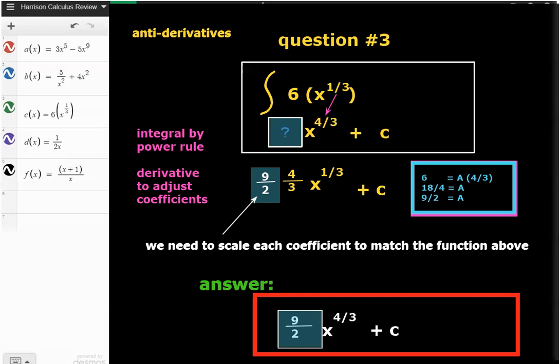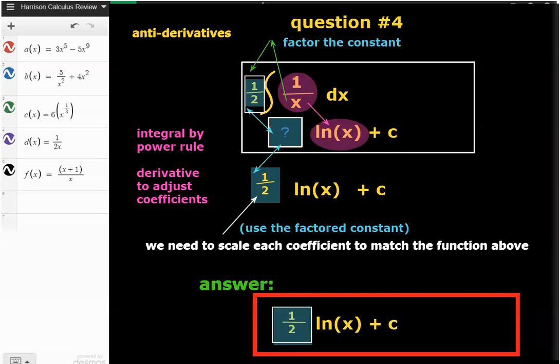For question number 4, the teacher gave us the integral of 1 over 2x. Well, what we do for these types of equations is we factor out any constants that we can from the numerator and the denominator to the left, because we can do that with integration. So the 2 is in the denominator, so we factor out 1/2 and write it as a half of the integral of 1 over x dx.